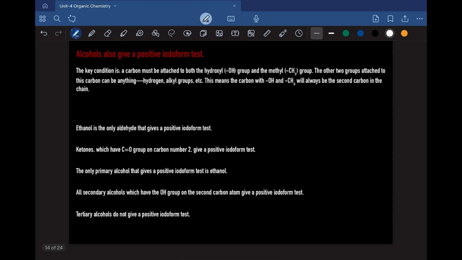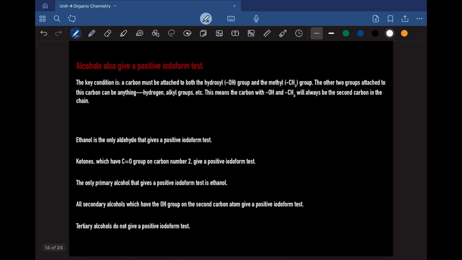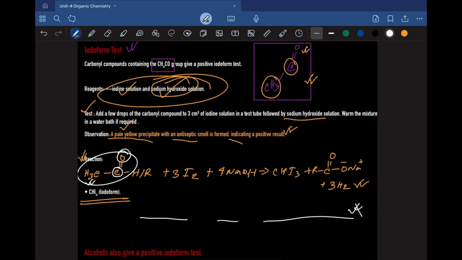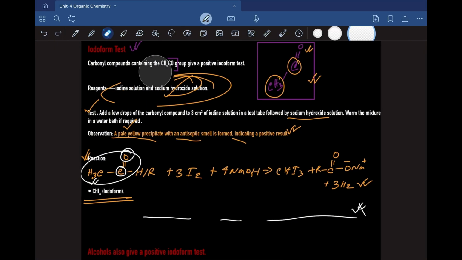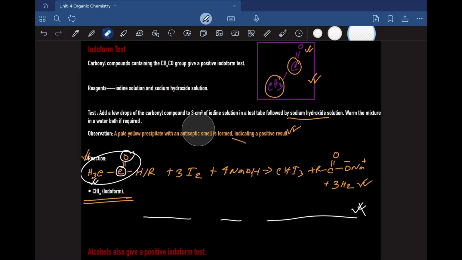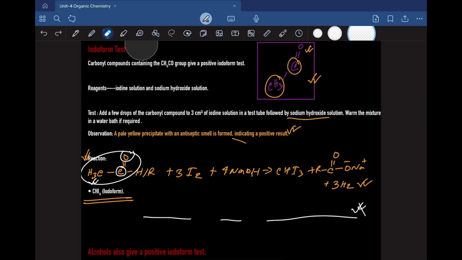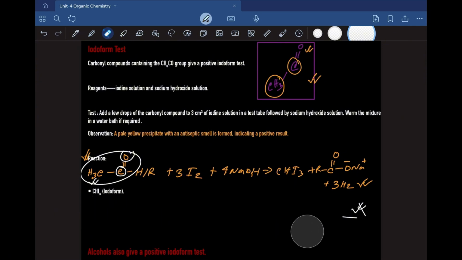Now moving on, here you can see that alcohols also give a positive iodoform test. So the first thing that I have shown you about this CH3CO part is about the ketones and aldehydes. Both the aldehydes and ketones give a positive iodoform test. Now let's understand which aldehydes and which ketones will not give a positive iodoform test.